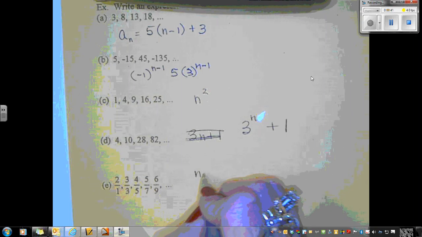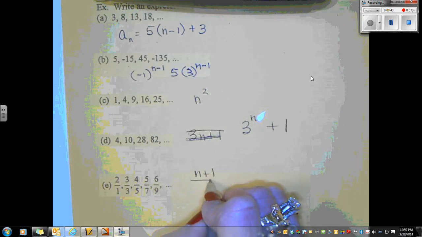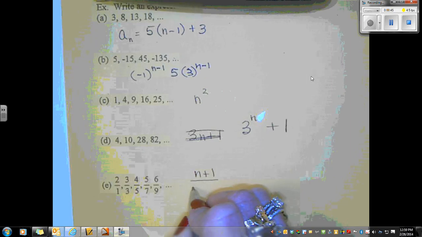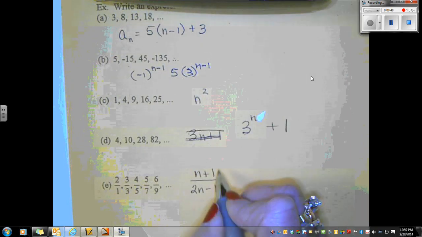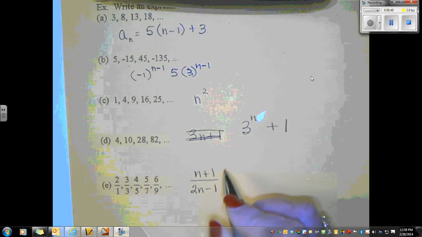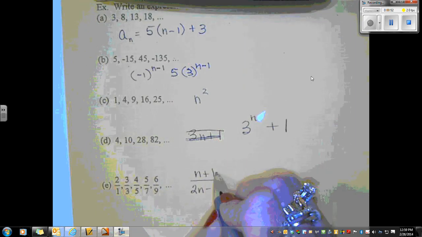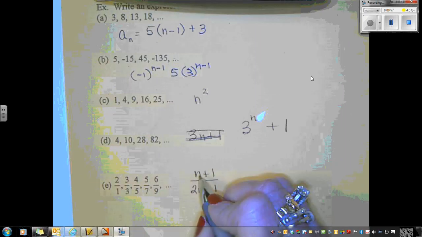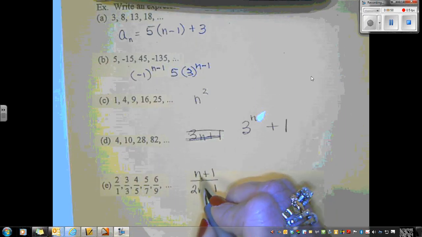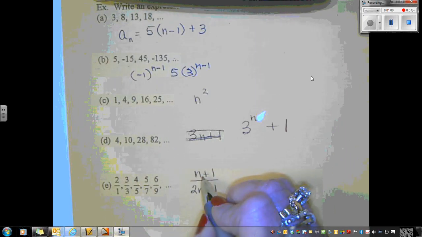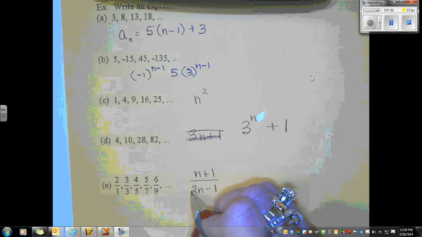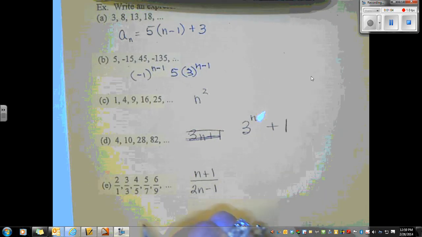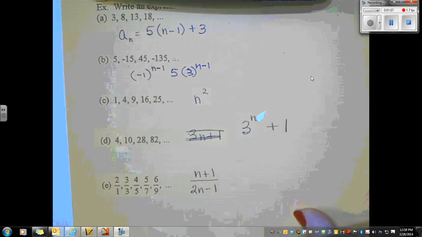All right, if we have n plus 1 over 2n minus 1, let's try it out. If we put 1 in there, we get 1 plus 1 is 2. 2 times 1 is 2, minus 1 is 1. Okay. 2 plus 1 is 3. 2 times 2 is 4. 4 minus 1 is 3. This seems to work.